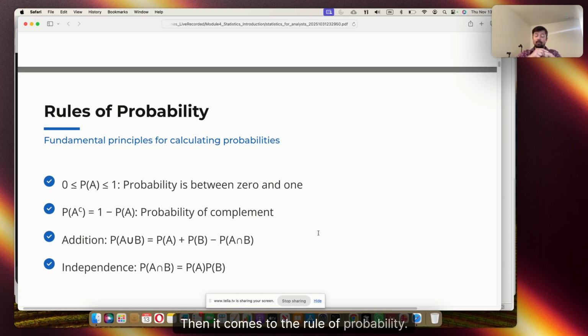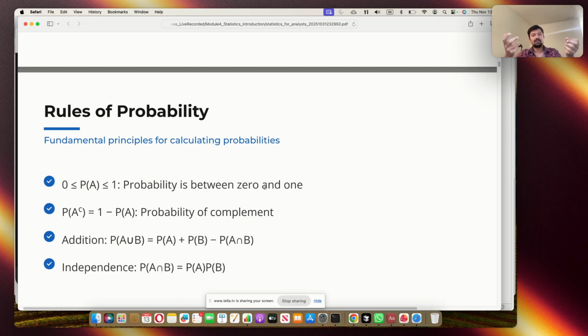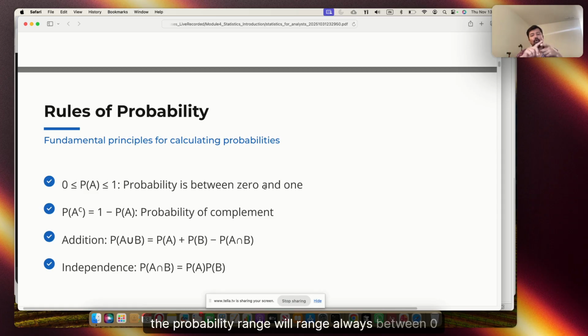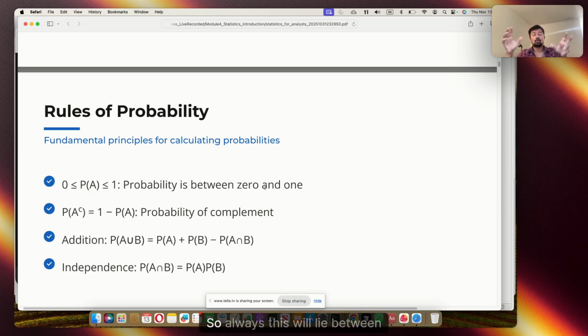Then it comes to the rules of probability, which can be divided into four fundamental principles. The first fundamental principle is that probability is always between 0 and 1. You can identify this with anything, like flipping a coin and asking what the chances are of getting heads versus tails. The probability will always range between 0 and 1. If the chance of heads is 0.4, then the chance of tails will be 0.6.